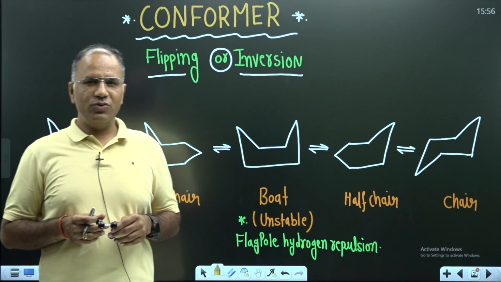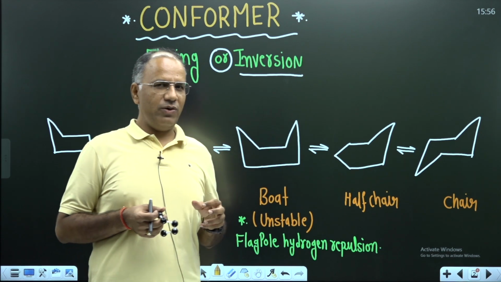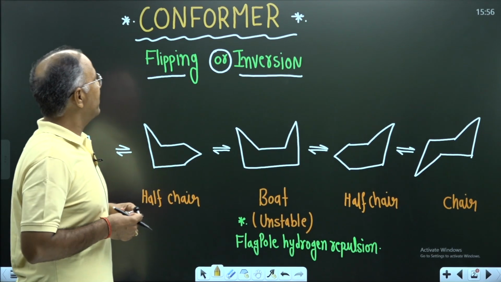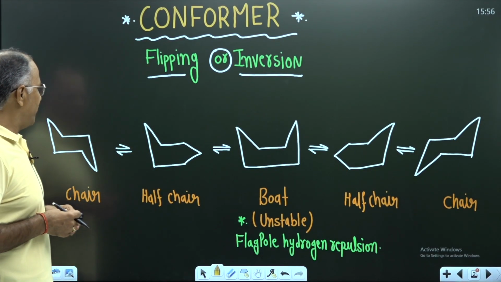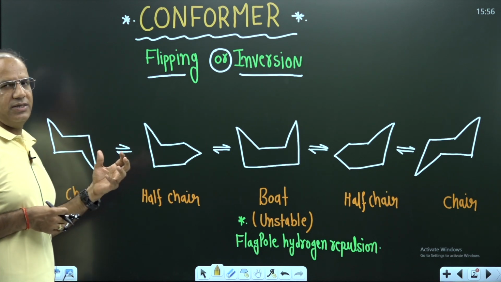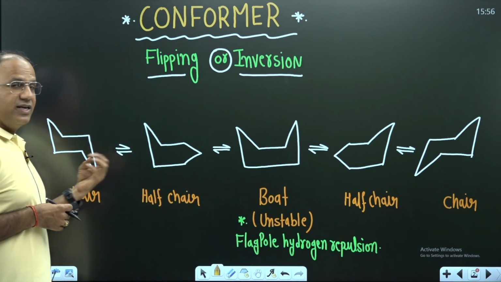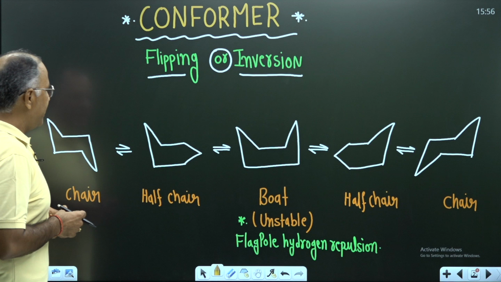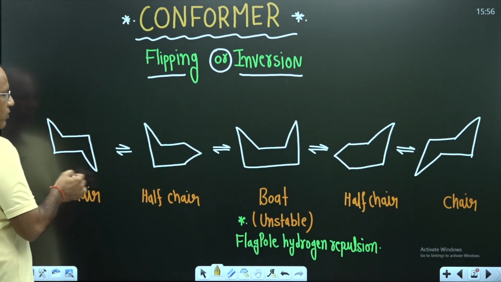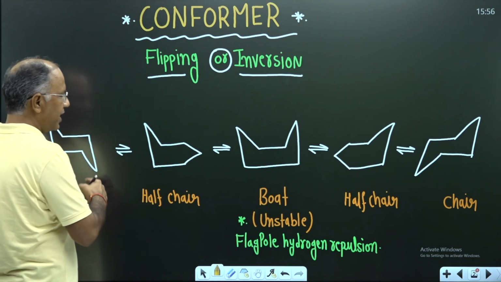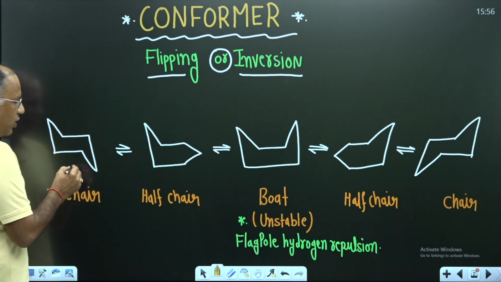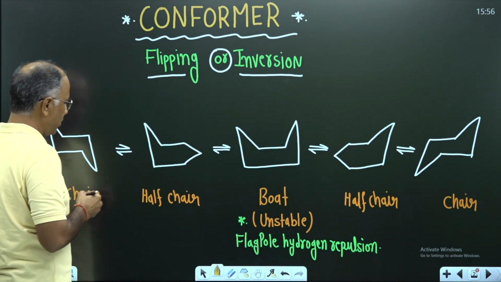Hello, now today we are going to study the flipping in cyclohexane. Now let's start with the conformer, and now we will discuss the flipping in cyclohexane. Flipping, or you can say inversion, in cyclohexane. Initially this is the chair form of cyclohexane. At room temperature it undergoes flip. Now what is the meaning of flip and how is this process going on?